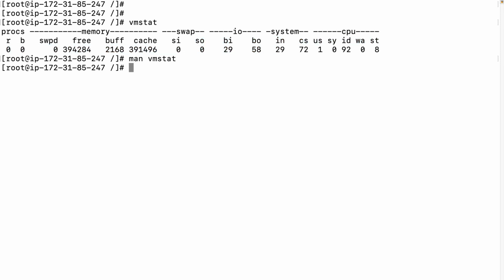System is talking about IN and CS. IN is the number of interrupts per second, and CS stands for the number of context switches per second. When you understand more about memory, then you will get to know about these, right?